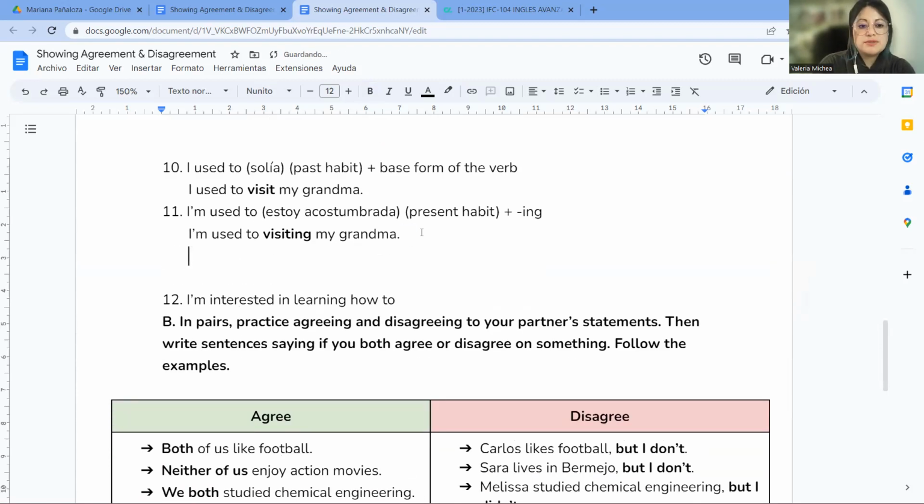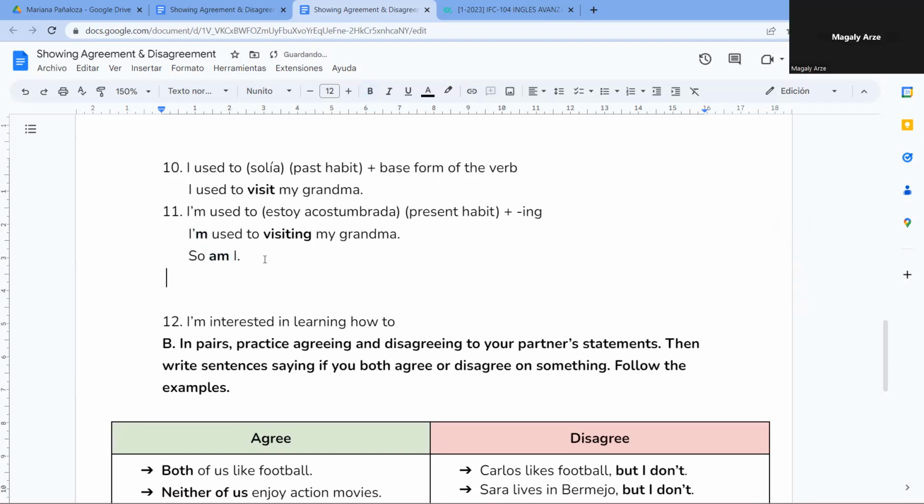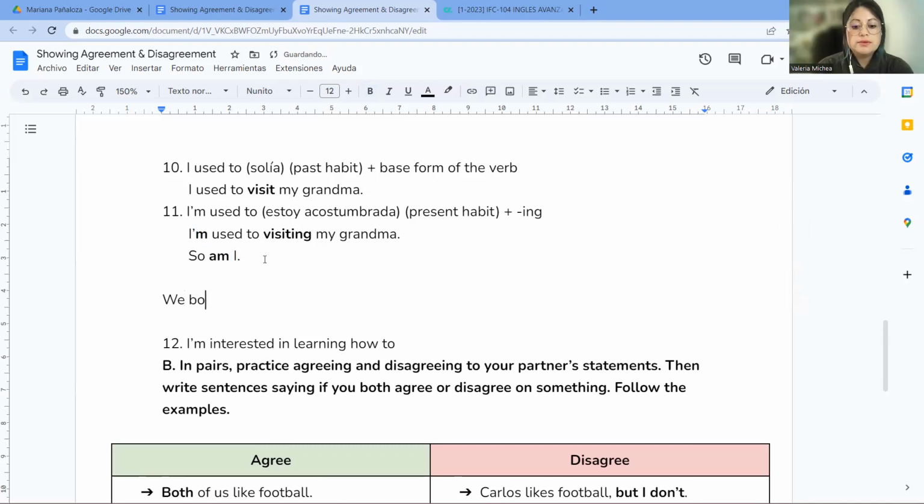Ludmila says, let's use the same example. I'm used to visiting my grandma, so my answer would be, so am I. That's how I agree, right, with the verb to be, because I have the verb to be in my sentence. Then the sentence that you write would be, we both are used to practicing yoga, visiting our moms. Okay. There you go. So it would be using the same form. You cannot change it.